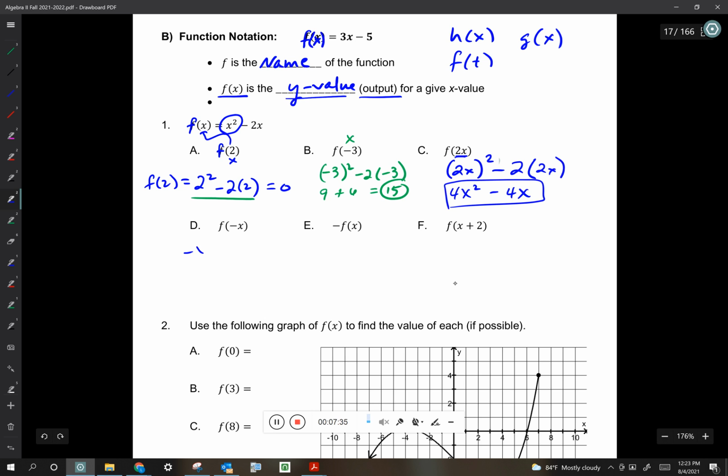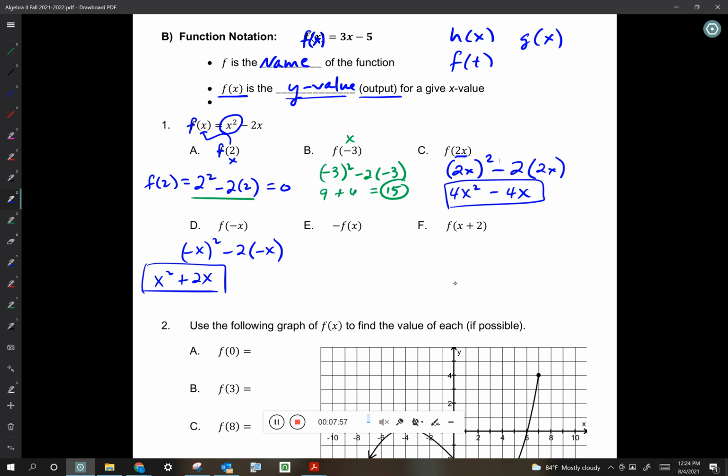Okay, in this case, it says put a negative x in place of x. So instead of x squared, it's negative x that's being squared, minus 2 times negative x. And of course you can simplify. If I square the negative, it's going to become a positive x squared, and then plus 2x, and that's all you can do.